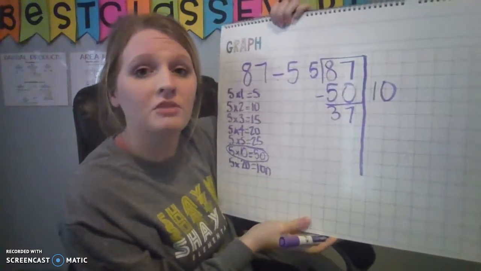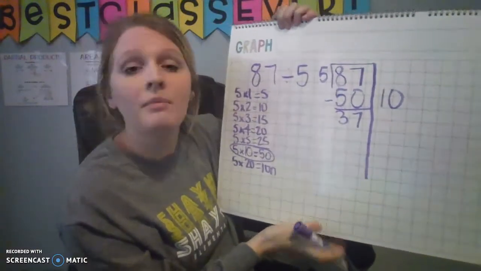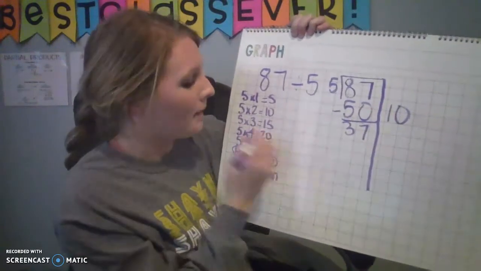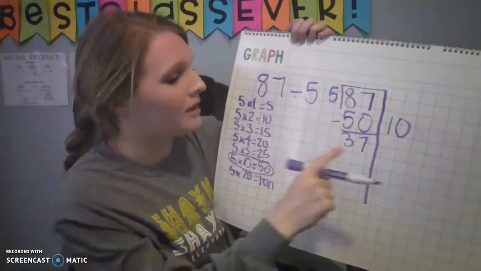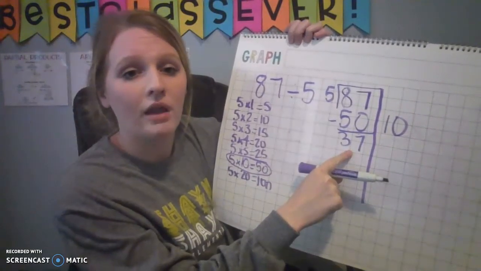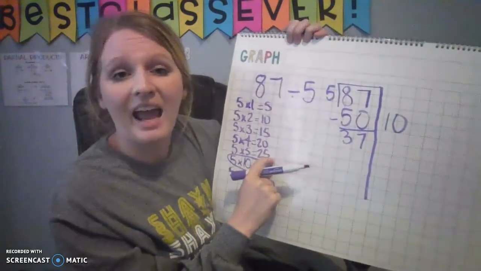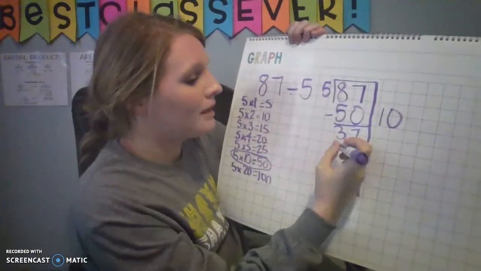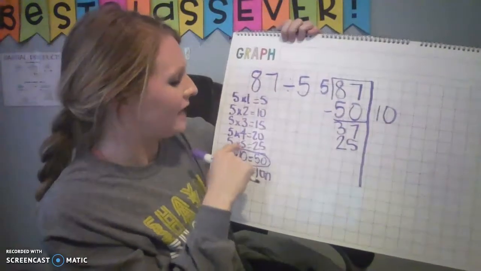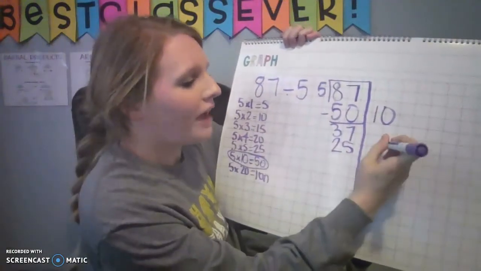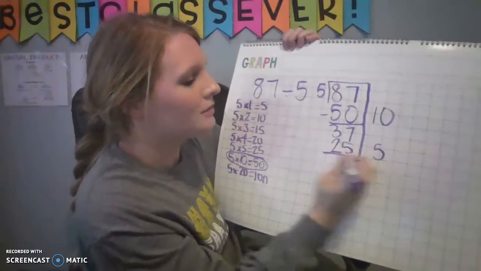Now I have a little bit of a smaller number to work with, but I'm going to repeat my steps. So I'm going to come back to my list and I'm going to ask myself which one of my answers here is going to get me closest to 37 without going over. In this case, I see that I have 25. So I'm going to use that fact. And to get 25, I did 5 times 5. So I'm going to put my 5 on the outside and then I'm going to subtract again.